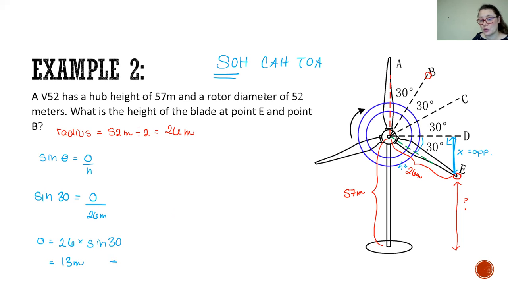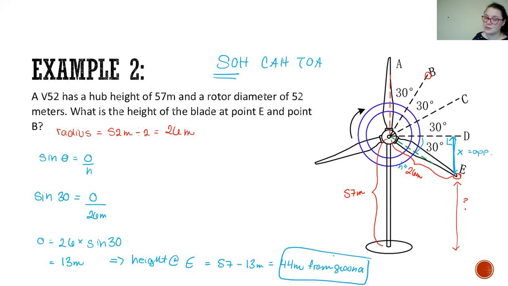So if we want to go a little further, the height at E is equal to our hub height, which is 57, minus how far down that blade tip has turned, and it's dropped 13 meters, which gives us a height of 44 meters from the ground. So the 13 meters is 13 meters below hub. And then if we want to know the height, that's what we do.